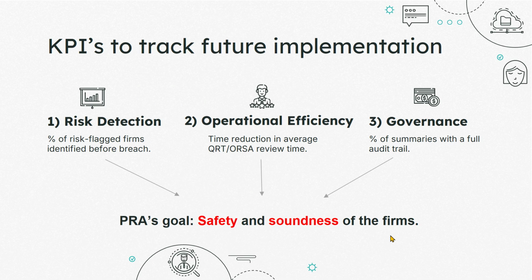And the third one, which I think is especially important, is for specific stakeholders under, for example, the SM&CR and also the public. This could help with clarity in decision making to ultimately reach the PRA's main common objective, to allow for the safety and soundness of firms.